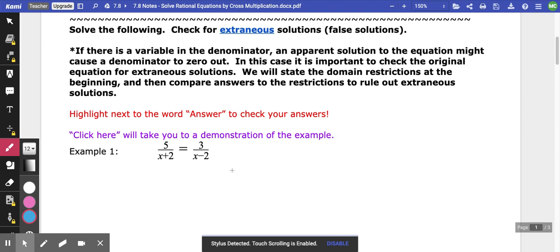We're going to be solving rational equations now. Now, rational equations, of course, would have an equal sign, which makes them different from the ones that we were working before, where we were just simplifying expressions.